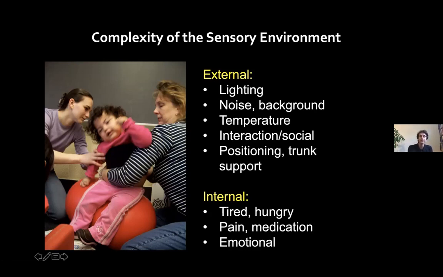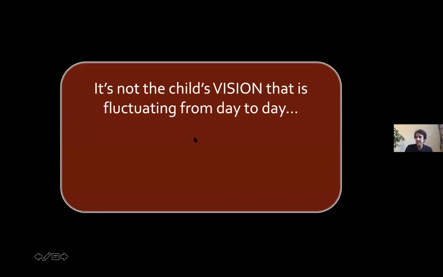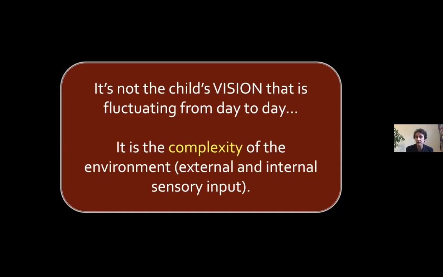Very unique to CVI. One of the most common misstatements that I hear about CVI is that you have a child whose vision is highly variable or fluctuates from day to day. Their vision's always going up and down. It's inconsistent, and you hear that kind of thing. It's not the child's vision that's fluctuating. It's the complexity of the environment that's fluctuating constantly. The child's vision is remaining the same or getting better. It's the response to the environment that's fluctuating. So it may appear that a child has a very low level of visual processing when the environment is super complex, but that's not that they don't have the processing skills. It's that they're responding to a complex environment.